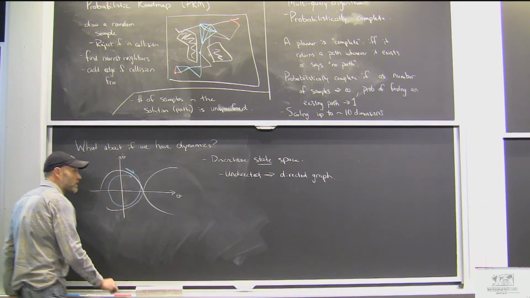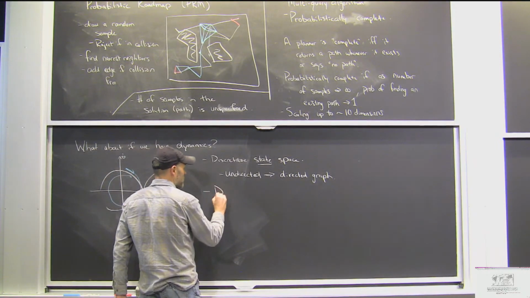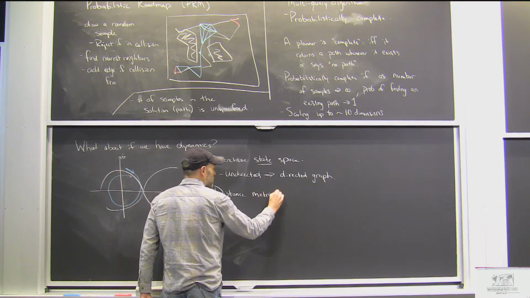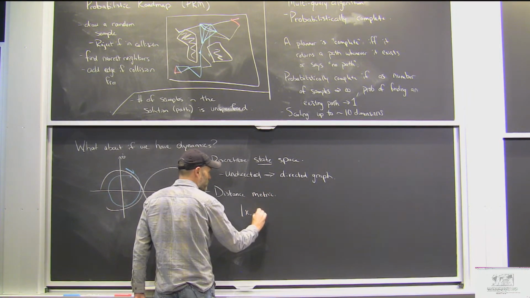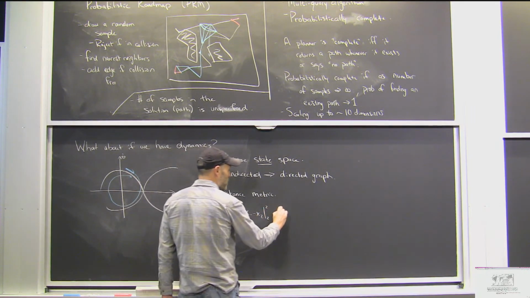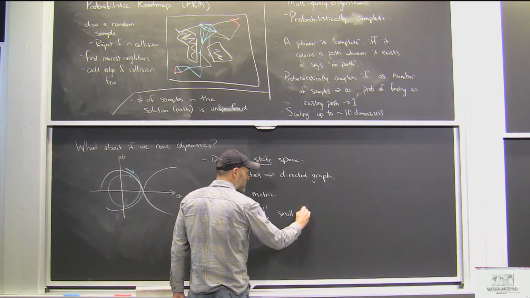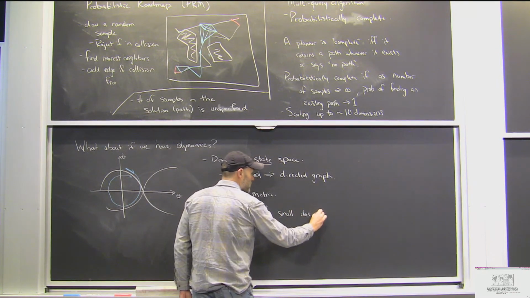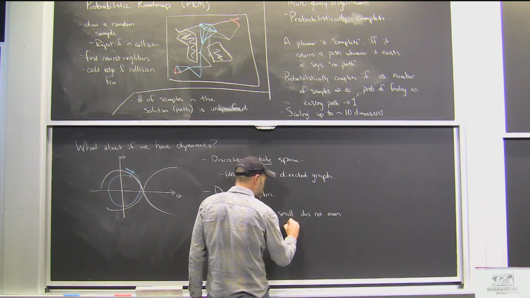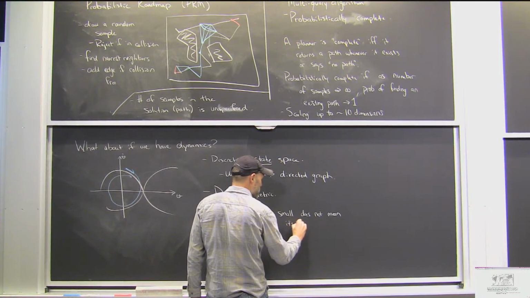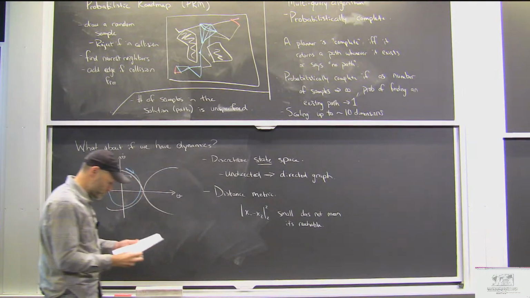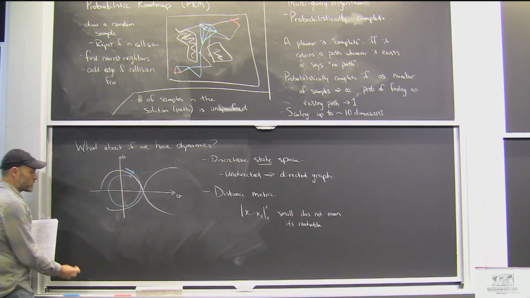So, this distance metric, if I have x1 minus x2 in state space, small does not mean that it's reachable. Okay.